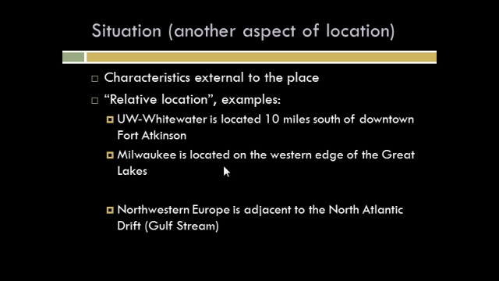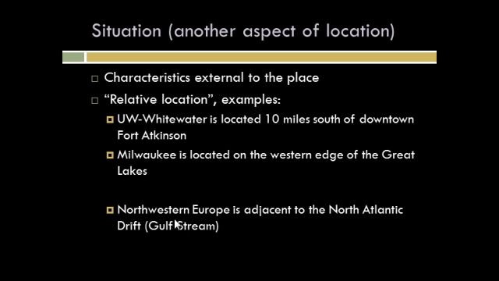Milwaukee is located on the western edge of the Great Lakes. Again, the same thing is true. We're talking about the relative location. Nothing about the internal characteristics of either UW-Whitewater or Milwaukee is mentioned. Now, almost always, interestingly, situation is more important to geographers because it typically has more consequences in terms of large-scale geographic outcomes. So I want to give you one final example to show how that is the case.